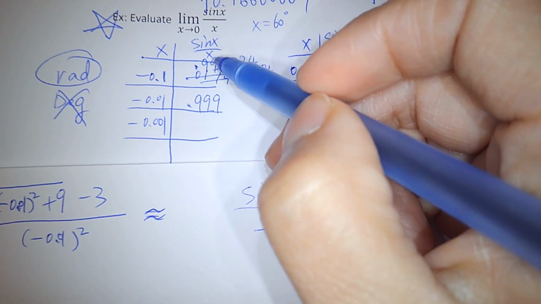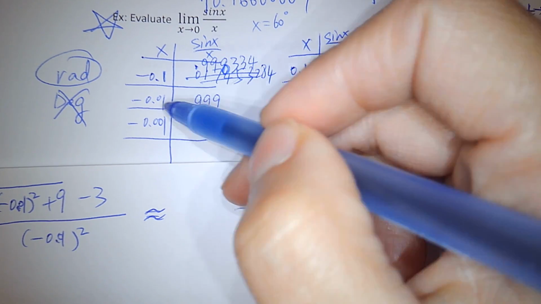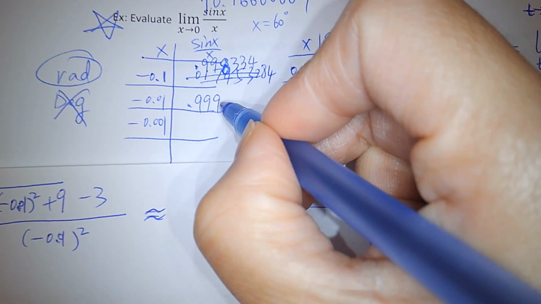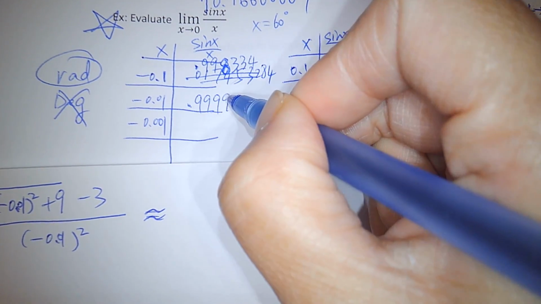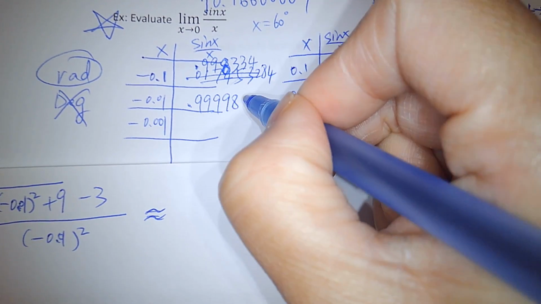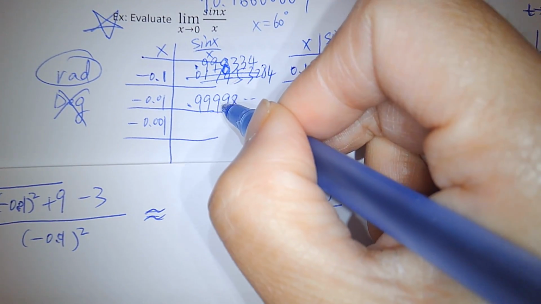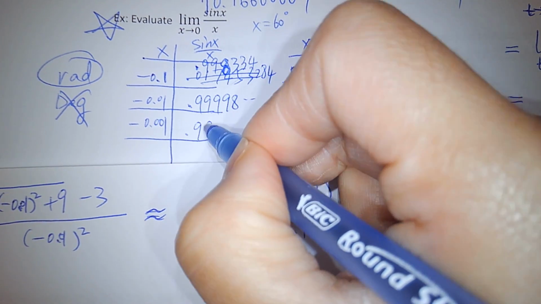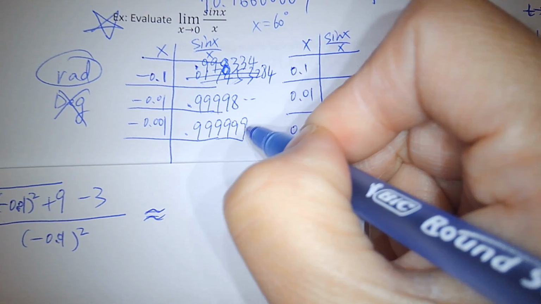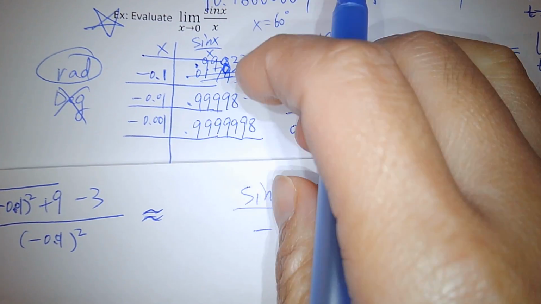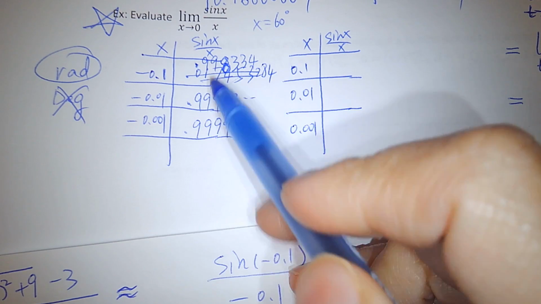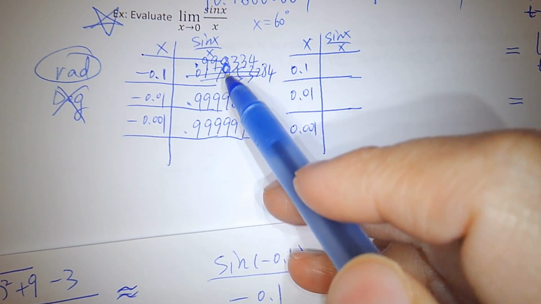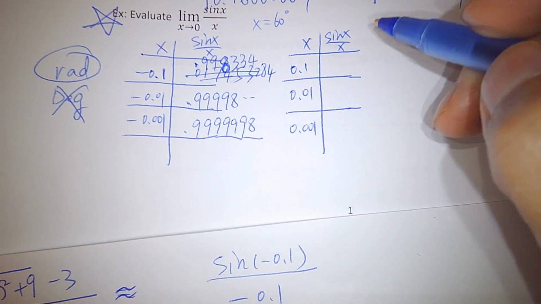And how about if we choose x equals 0.01 or negative 0.01? We should have more nines. Four nines, right? And then 8 something. See, this one is closer to 1 than this one, right? And this one will have more nines, six nines and then 8. So this one is even closer to 1. So we can already see the pattern: when x is getting closer to 0, this value will get closer to what? To 1.